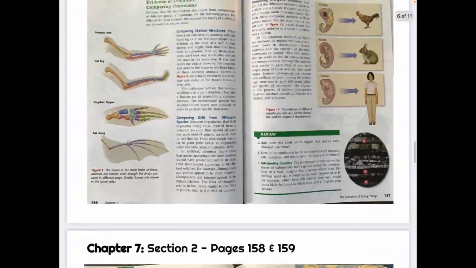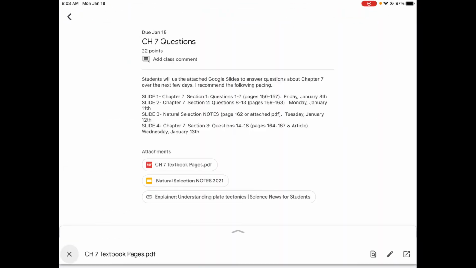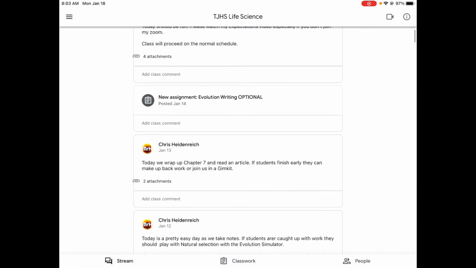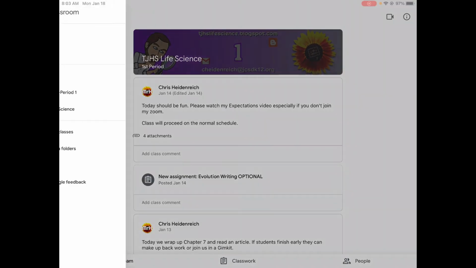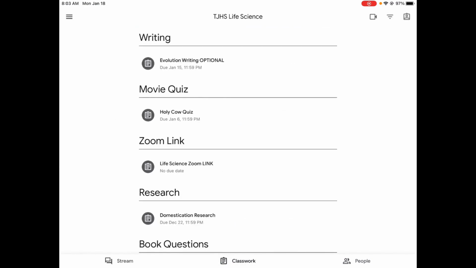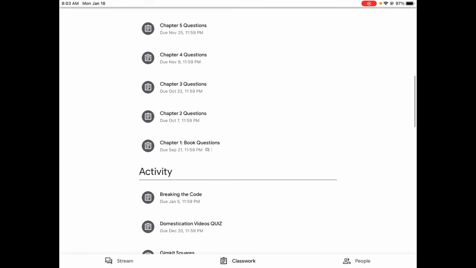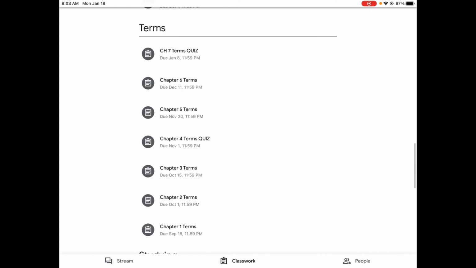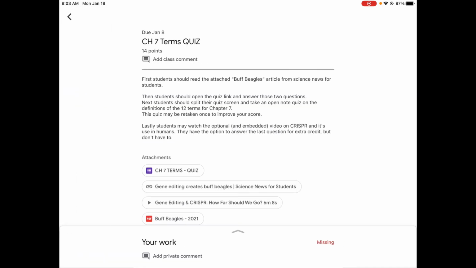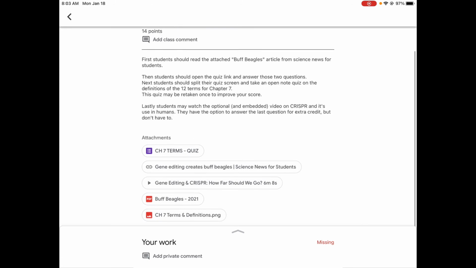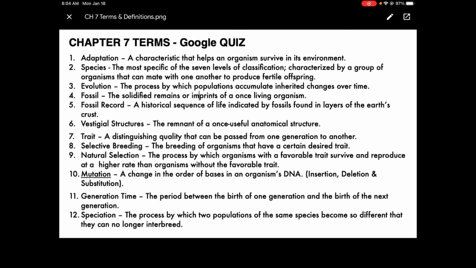Again, I highly recommend looking at vocabulary. So if we go back and look at the Chapter 7 terms assignment, so we can look at classwork and find some terms. There's book questions, activities, way down here. Chapter 7 terms. The other thing we want to spend some time studying is the list of vocabulary. And so some of this we just talked about, but we didn't talk about fossil record or vestigial structure in great detail.